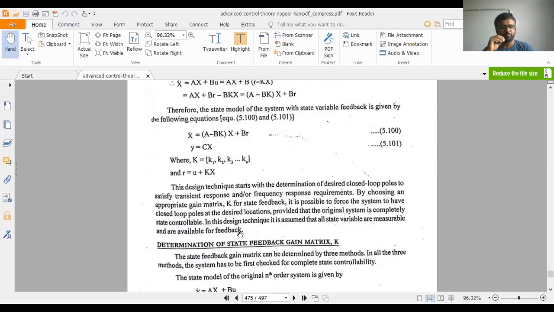In order to determine the state feedback gain matrix capital K, we have three particular methods. We will discuss those three methods used for calculation of capital K in the next class tomorrow, so that we have a basic concept for determination of the state feedback gain matrix.